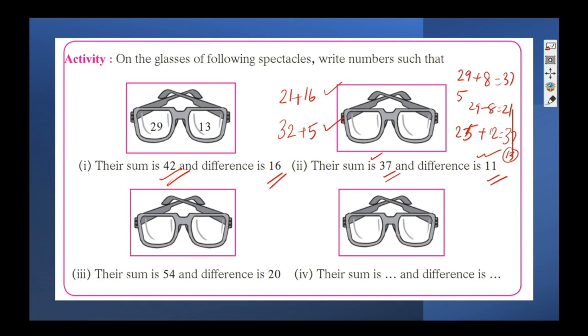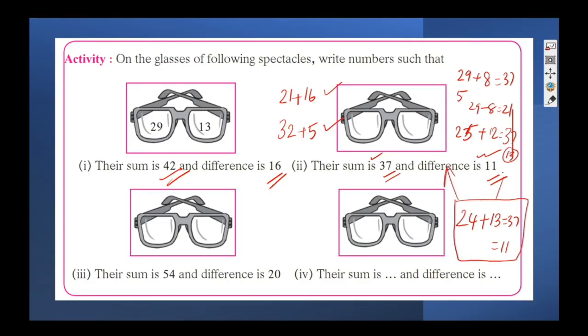I distribute 1 each. For example, if I write 24 and 13, which is equal to 37, I distributed 1 each. Reduce 1 from here, added 1 over there. So it so happened that the difference is equal to 11. So this is the answer.